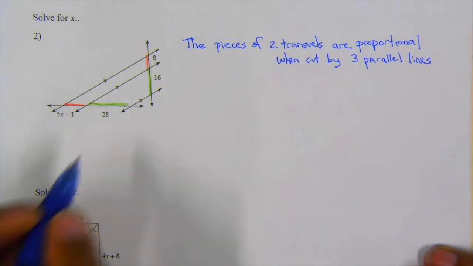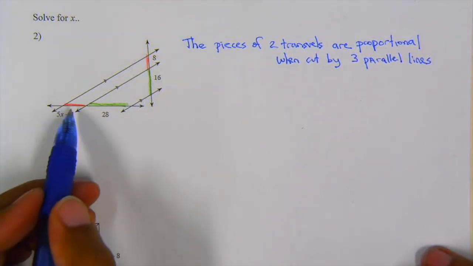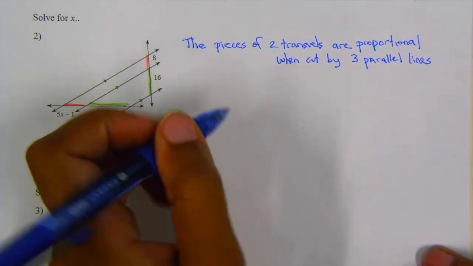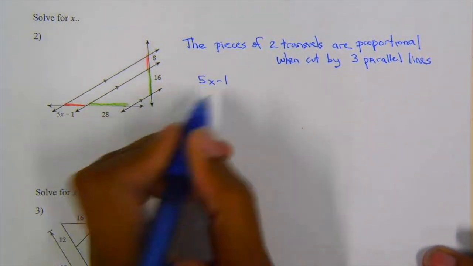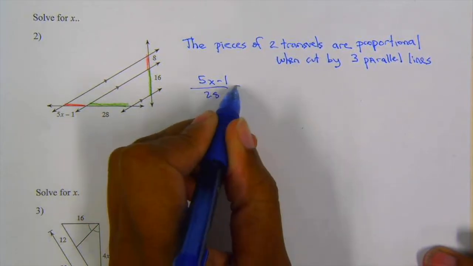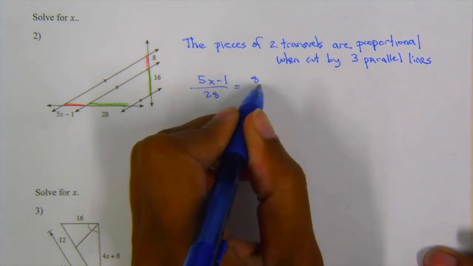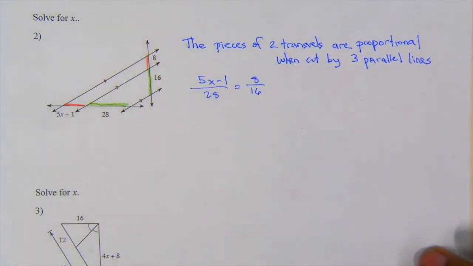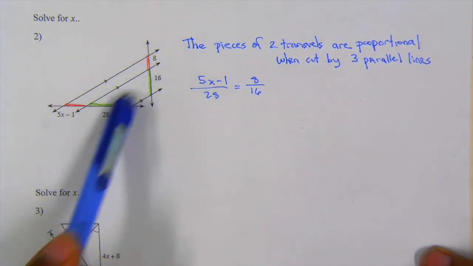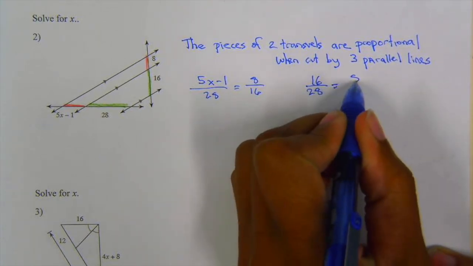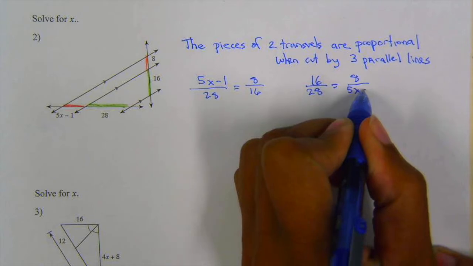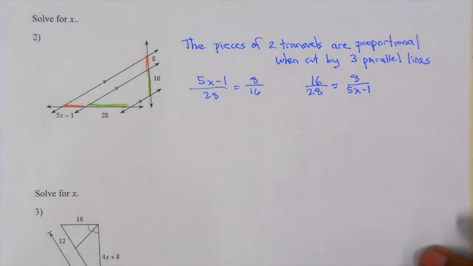Alright, so there's more than one way to set this up too. Again, we could go red to green and red to green. So that would give us 5x minus 1 to 28. And then on the other side, red to green is 8 over 16. But we don't have to do it like that, right? We could start with the 16, for instance, and do green to green. So another would be 16 to 28 equals 8 to 5x minus 1. So either way is fine. And then we're just going to cross multiply to get the answer.